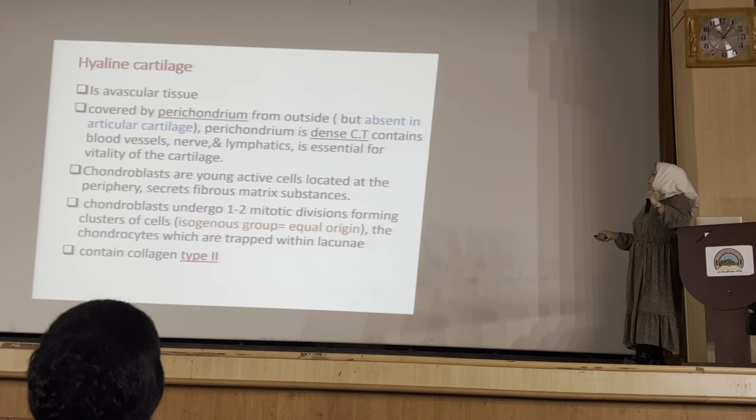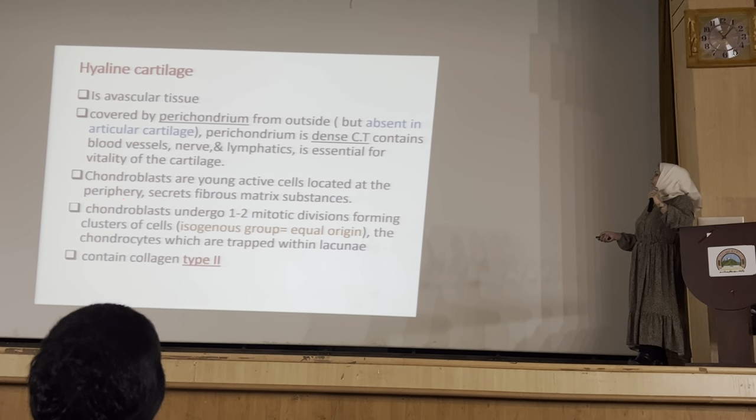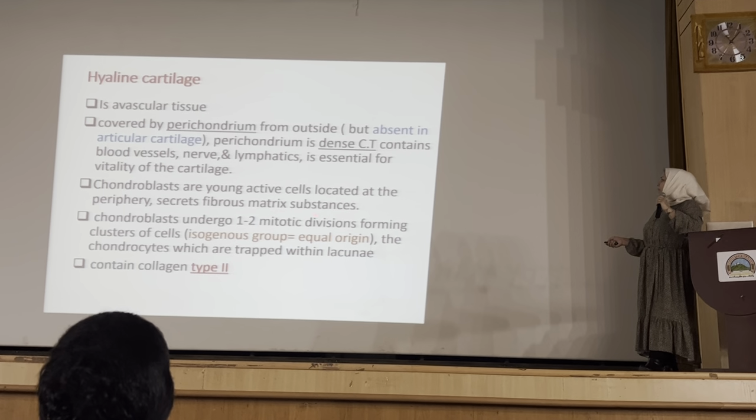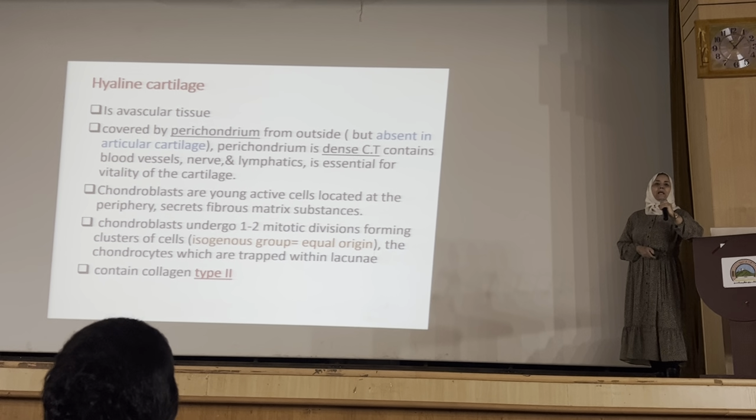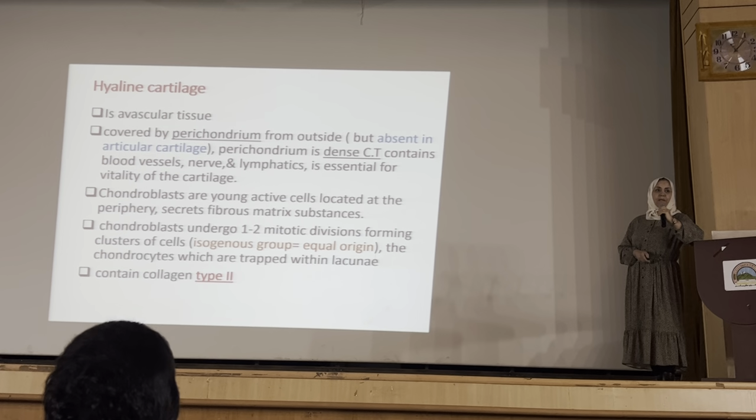Chondroblasts are young, active cells located at the periphery, which secrete the fibrous matrix substance. At the periphery means in the inner layer of what? Of the perichondrium.